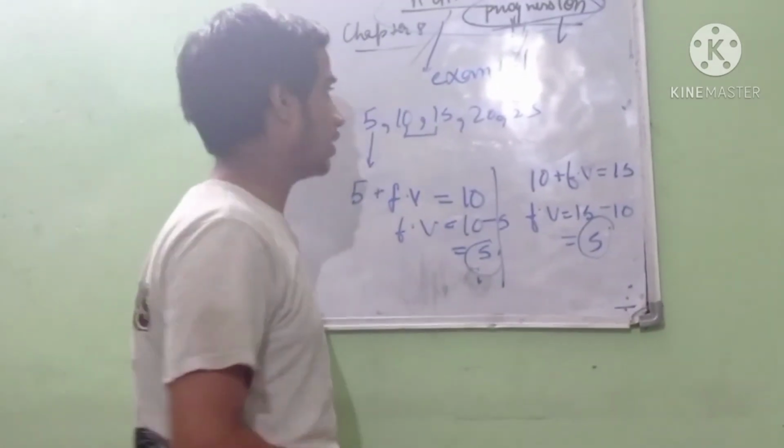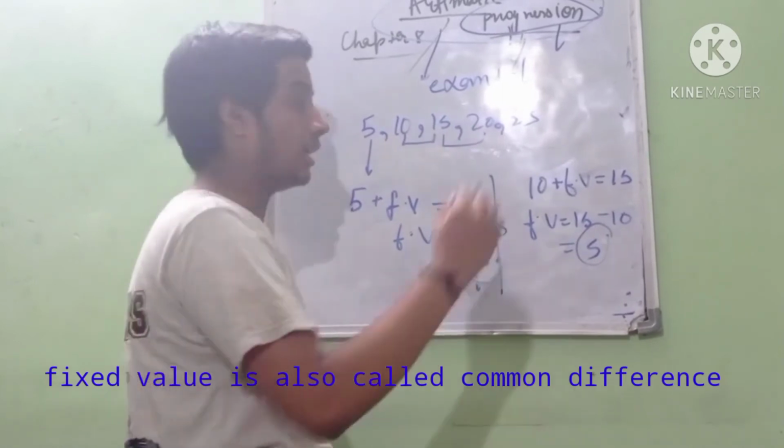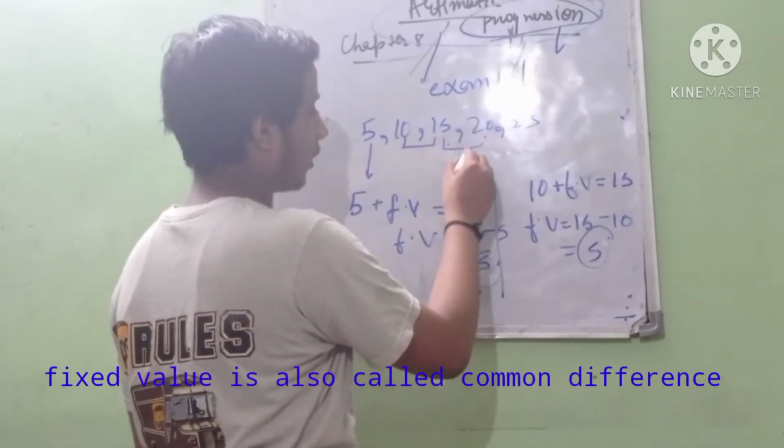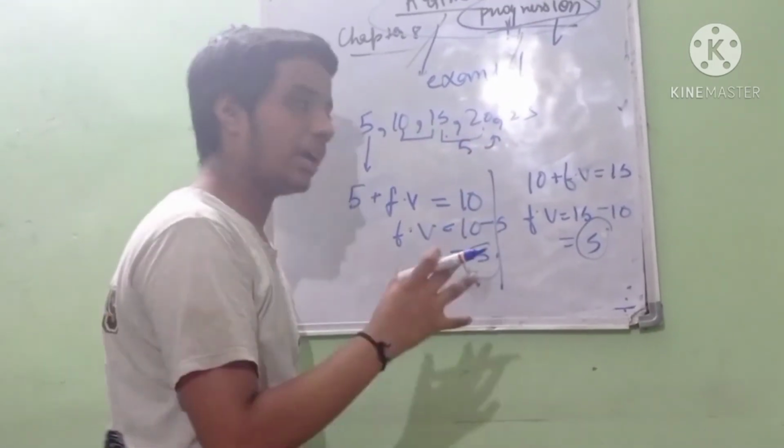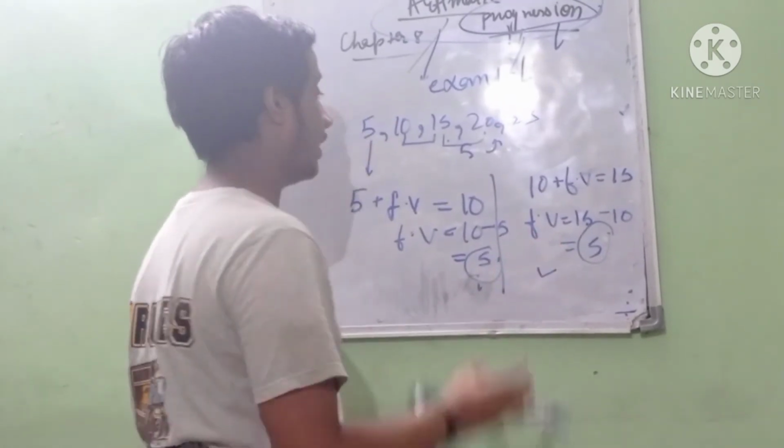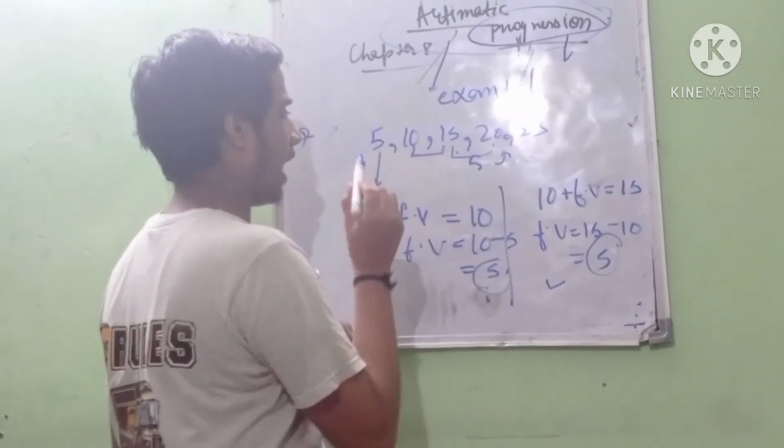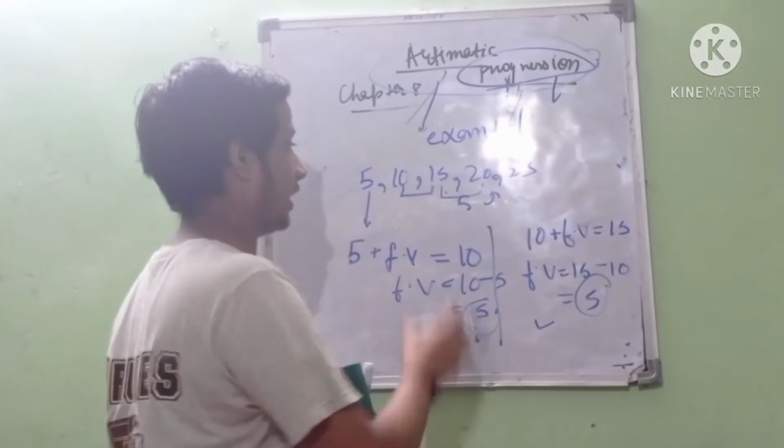But for your convenience, you should check for the third one also. But it is so simple that 15 plus 5 is 20. Hence, we can prove that 5 is the fixed value. And it is a progression because we are adding a particular value, that is 5.